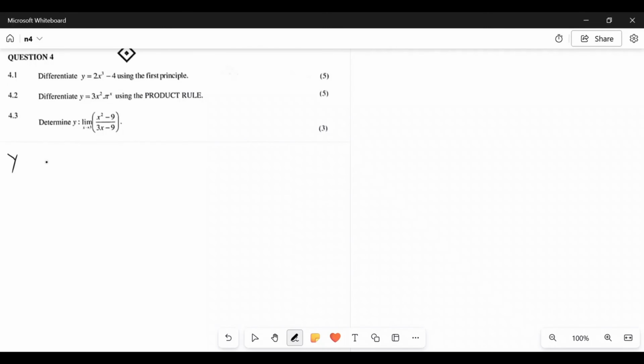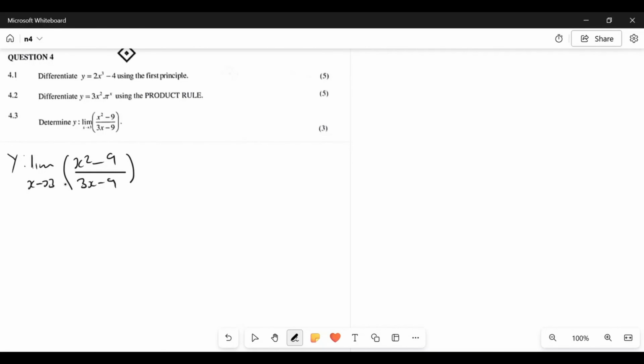We have y, right? And then they say limit x approaches 3. Open bracket, we have x squared minus 9 on the numerator, and then we have 3x minus 9, close bracket. So they want us to find the limit of this expression. Yeah. So when you do limits, guys, you have to do the first step. So the first step, you need to do direct substitution.